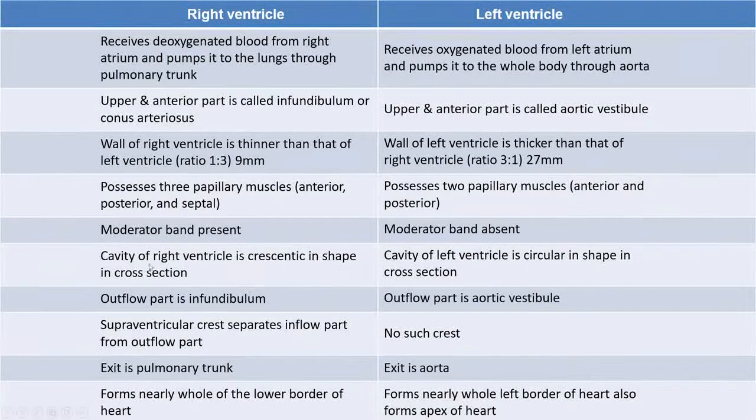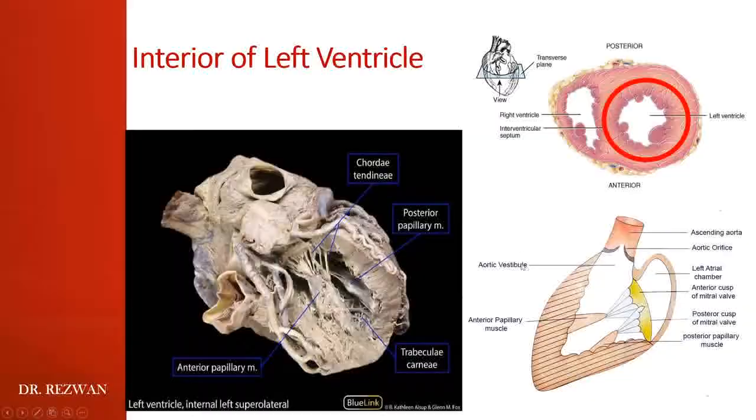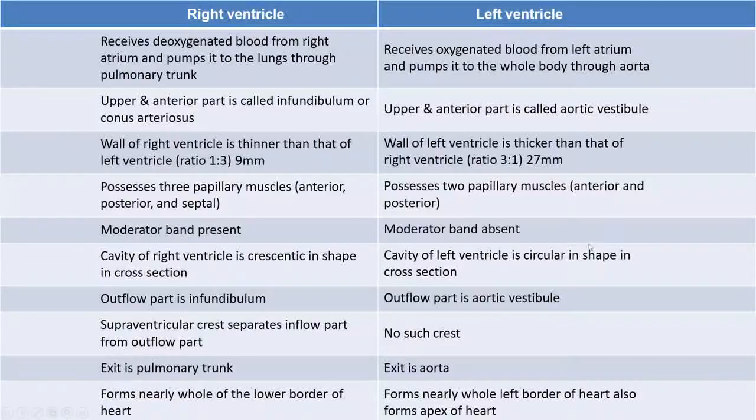Right ventricle cavity is crescentic in shape in cross section. The left ventricular cavity is actually circular in shape in cross section. Again we can see this is the crescentic shape and this is circular shape. Now the outflowing part is infundibulum, and here the outflowing part is aortic vestibule. In case of right ventricle, the supraventricular crest separates the inflowing and the outflowing part. But in case of left ventricle, there is no such crest.